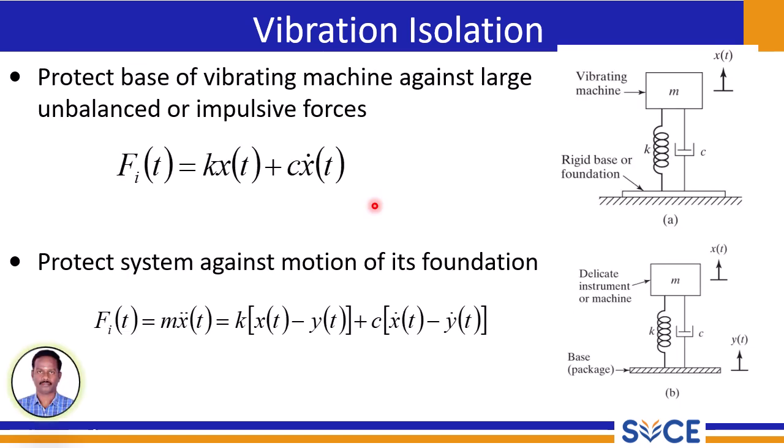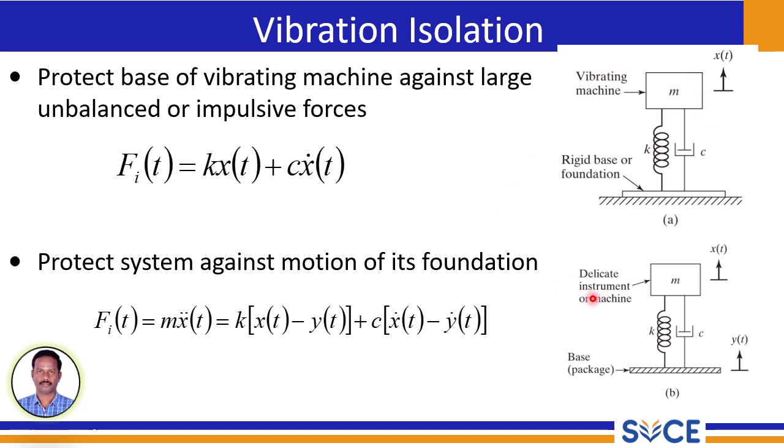Now, let's delve deeper into the principles behind vibration isolation, focusing on the forces involved in two common scenarios. The first common objective of vibration isolation is to protect the base or foundation of a vibrating machine from experiencing large unbalanced or impulsive forces generated by the machine operation itself.